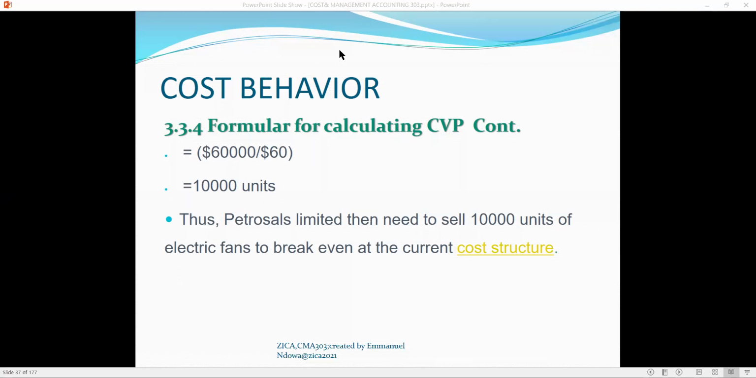Yes, sir. I'm wondering if we divide 60 into 60,000, aren't we supposed to get 1,000 units there? 60 into 60,000. Let me check, Trish. 60 into 60,000. Yeah, you are quite right, Trish. So there was a computational error. Thank you for that observation. So we need to produce 1,000 units, not 10,000 units.